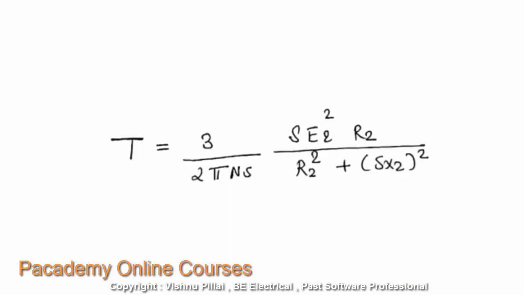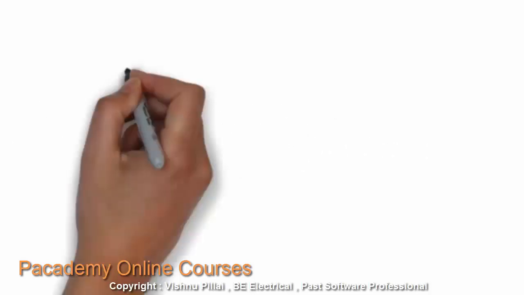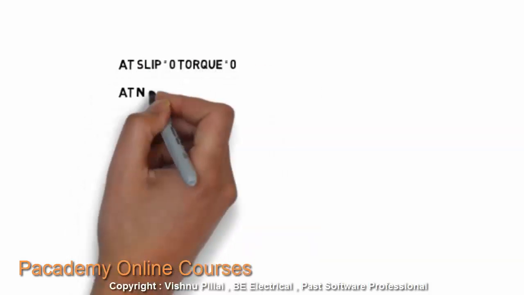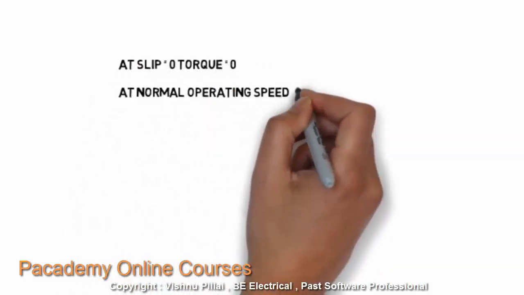It is directly proportional to the stator voltage and the stator resistance. Also, it can be divided by the rotor resistance and the rotor reactance square. So this is how the induction motor torque equation can be written.